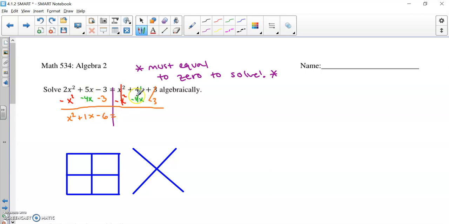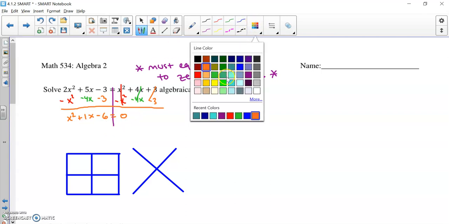Now here, because we moved everything from here to the other side, we are left with nothing, which means we are left with 0. And again, that's the whole reason we did this. That's what we wanted, because you can't solve a quadratic unless it is equal to 0. So we are ready to factor this just like we always have known how.